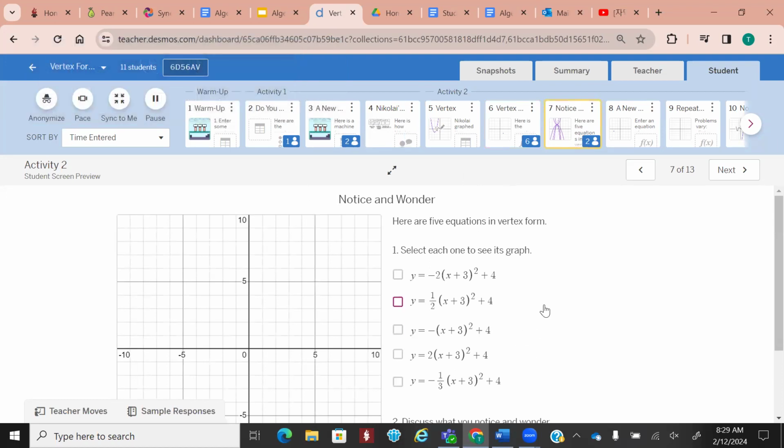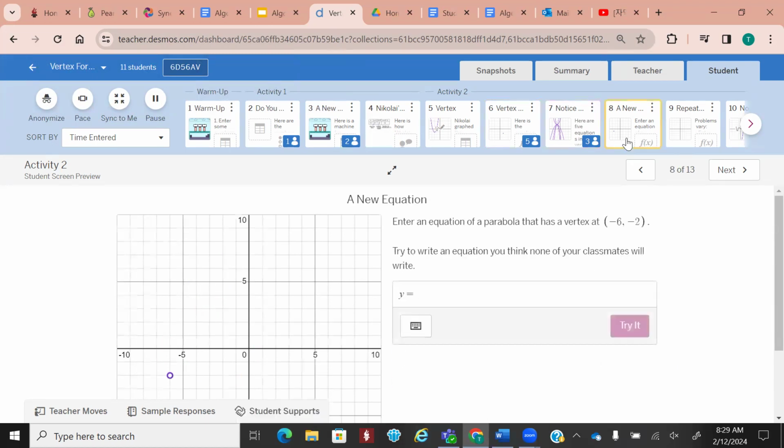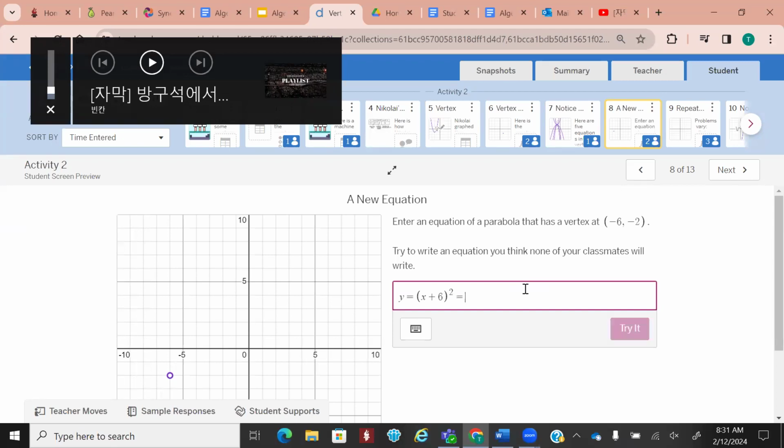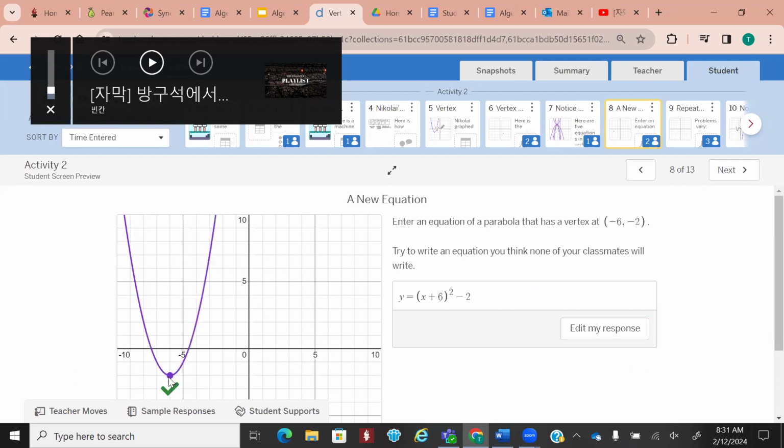This question on number 7, you're going to have something like this on your test, and it's going to ask which one of the following has the same vertex, or which one of the following has a stretch of whatever. You'll have multiple ones to pick from. We're going to skip over to slide 8 and write the equation for the vertex at negative 6, negative 2. You've got to be able to write that equation. So that should be (x plus 6) squared minus 2. You can see this is the vertex right here.